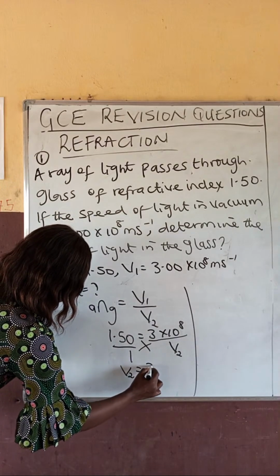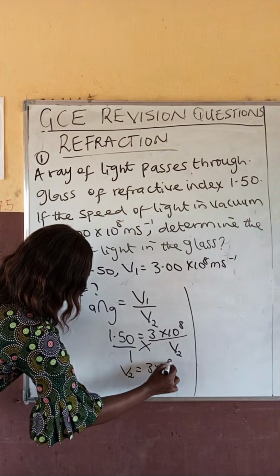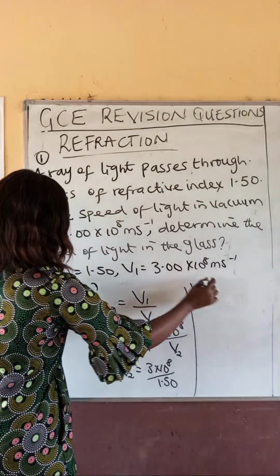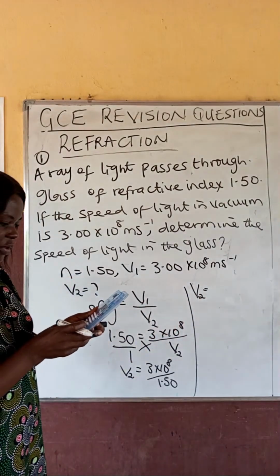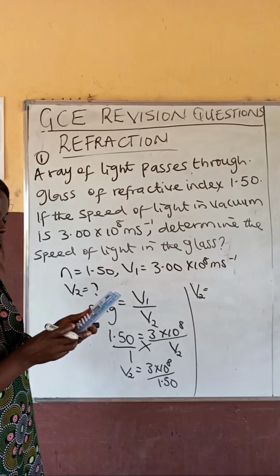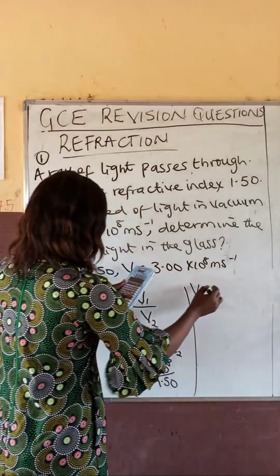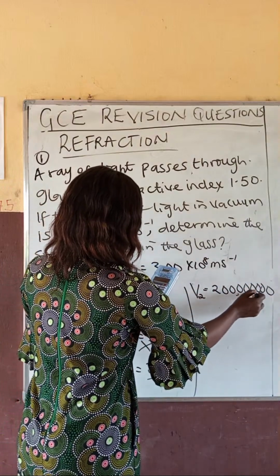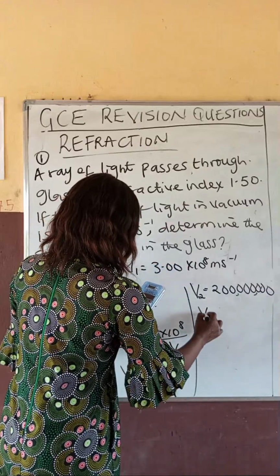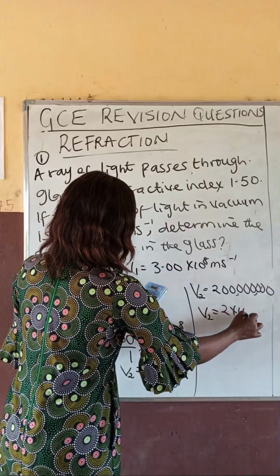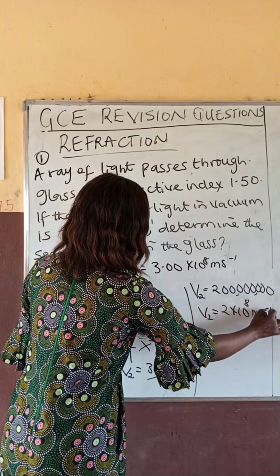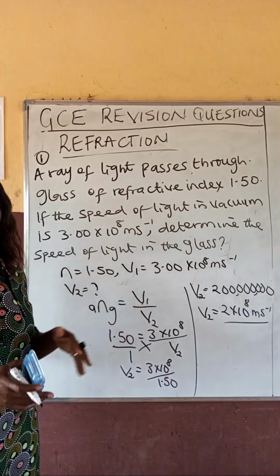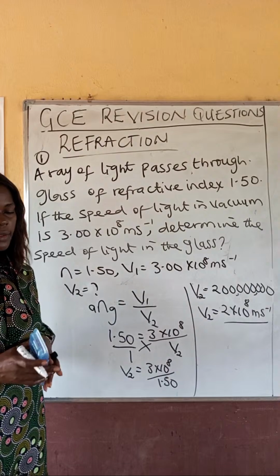So V2 is equal to 3 times 10^8 divided by 1.50, right? All right. So if I divide it, I have 3 times 10^8 divided by 1.5. So my answer becomes 200000000, which is the same thing as 2 times 10^8 meters per second. That is the velocity of light in the second medium. Is that clear? Right.